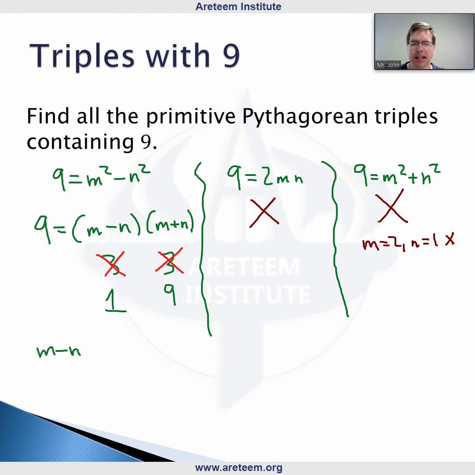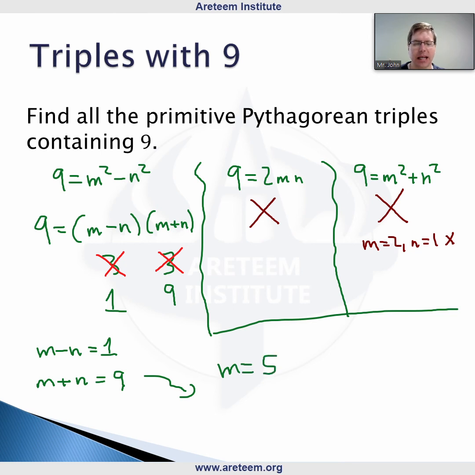So, what do we have then in this case? M minus N is equal to 1. So the difference of the two numbers is 1. The sum of the two numbers is 9. You can probably guess the numbers. You could solve this system of equations here. But the key thing is that we're going to end up with M is equal to 5 and N is equal to 4 in this case.